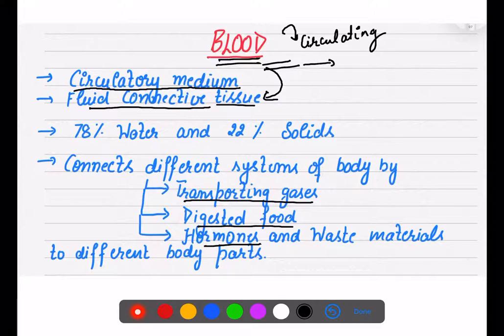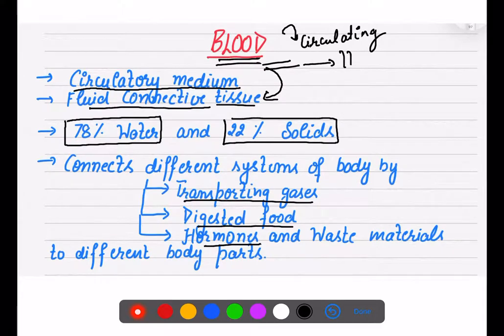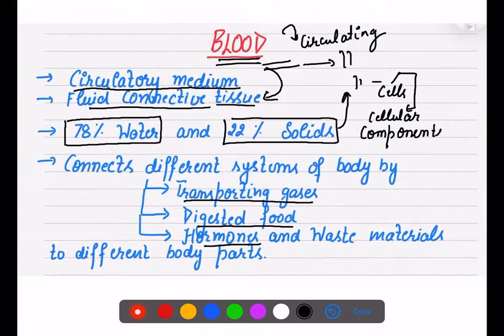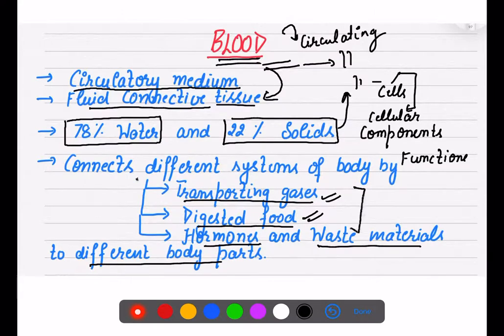What is blood made up of? Many times this question comes to mind. It is made up of 78% water and 22% solids. When I write 22% solids, what does that mean? 22% solid means it is made up of different cells and various other cellular components. So various cells ultimately form blood. If we talk about the functions of blood, it connects different systems of the body by transporting gases, digested food, hormones, as well as waste material to different body parts. That is the main function of blood.